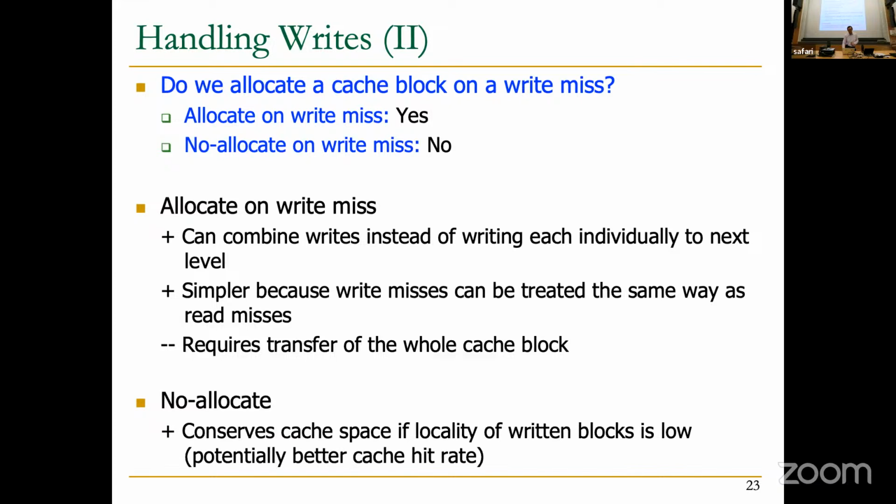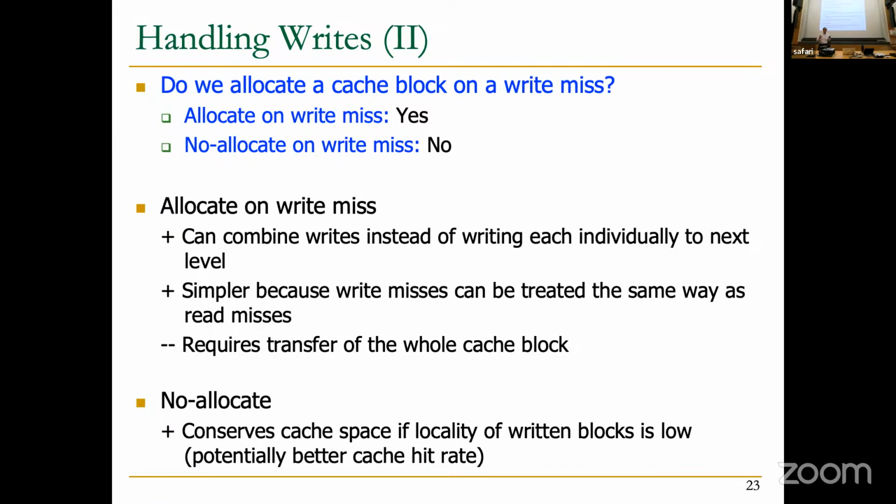Now, no allocate essentially is the opposite. Basically, you can do the opposite of these things. But it also has one advantage, which is it conserves cache space if the locality of written blocks is low. So it can actually give you a potentially better cache hit rate. Of course, the downside is it's not able to combine, right? So it really depends on what kind of access pattern you're seeing to the cache.